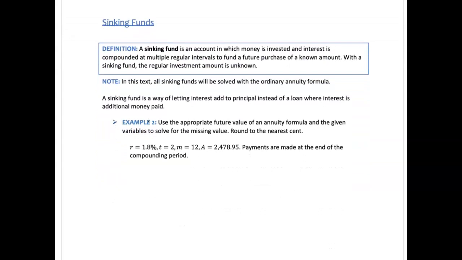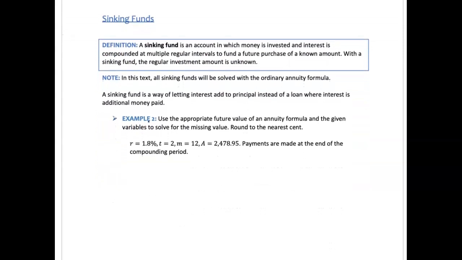Okay, moving forward to example 2. First, a definition. Sinking funds. A sinking fund is an account in which money is invested and interest is compounded at multiple regular intervals to fund a future purchase of a known amount. With a sinking fund, the regular investment amount is unknown. A sinking fund is essentially an annuity where you know how much money you want in the future, and the question becomes, how much money should I invest every month or every quarter to make it to that future amount?